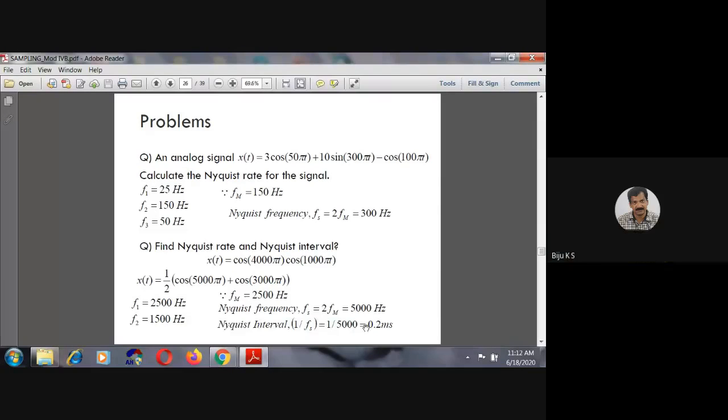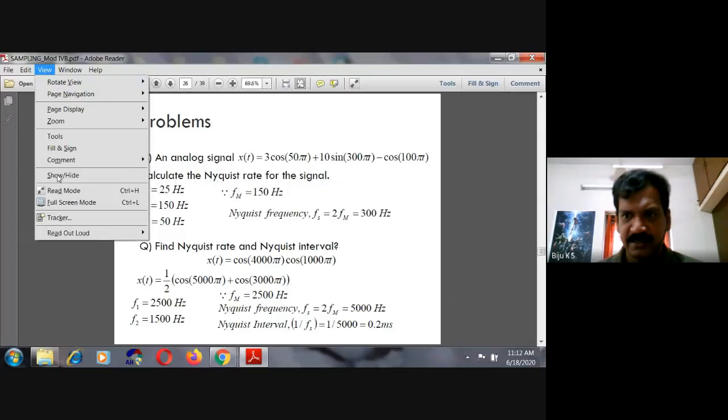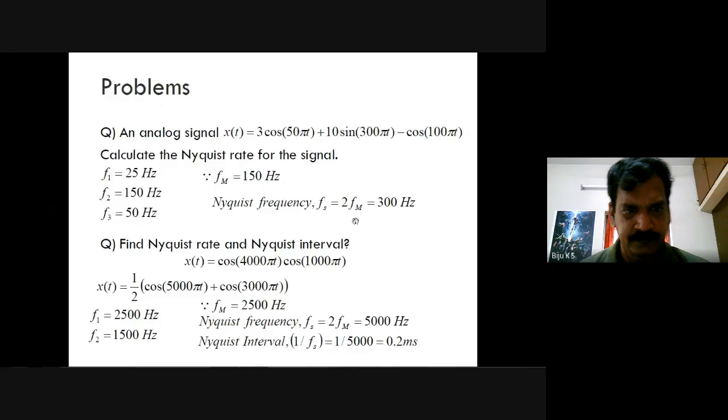So next problem. Find the Nyquist rate and Nyquist interval of the signal x of t, which is equal to cos 4000 pi t and cos 1000 pi t.